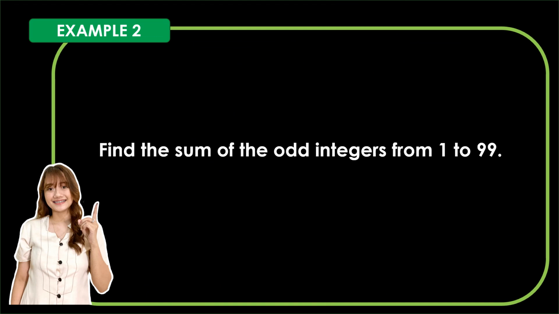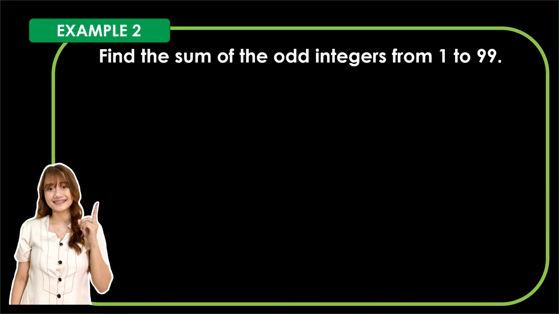Let us have another example. We have example 2. Find the sum of the odd integers from 1 to 99. Observe that in this problem, the sequence is not yet given. To answer this problem, we need to understand the problem first. The problem asks for the sum of the odd integers from 1 to 99. And we know that the odd integers are 1, 3, 5, 7 until 99.